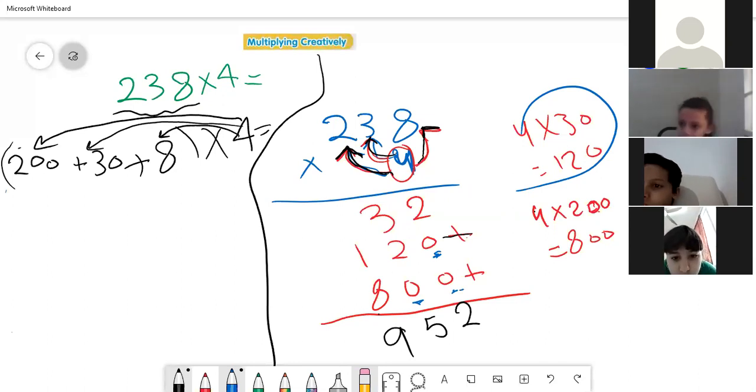This is the same as you multiply this way. We split the number into its digits' values. 200 plus 30 plus 8, this means 238. And then you multiply the 4 by 200, multiply the 4 by 30, multiply the 4 by 8. So 200 times what?